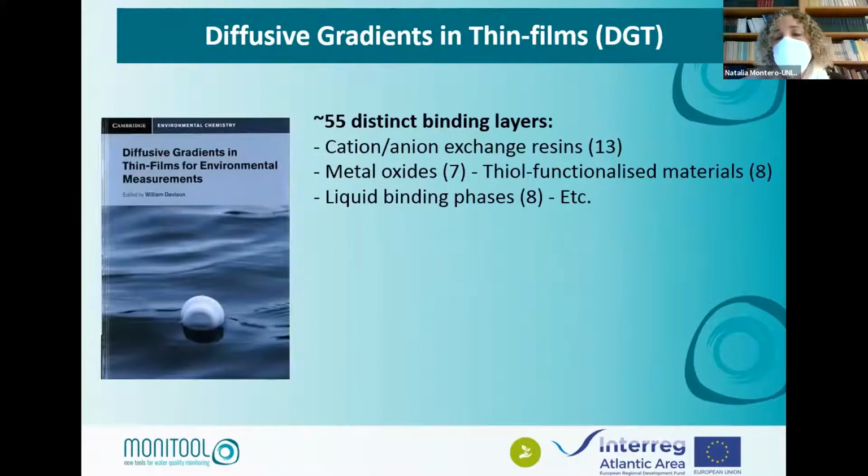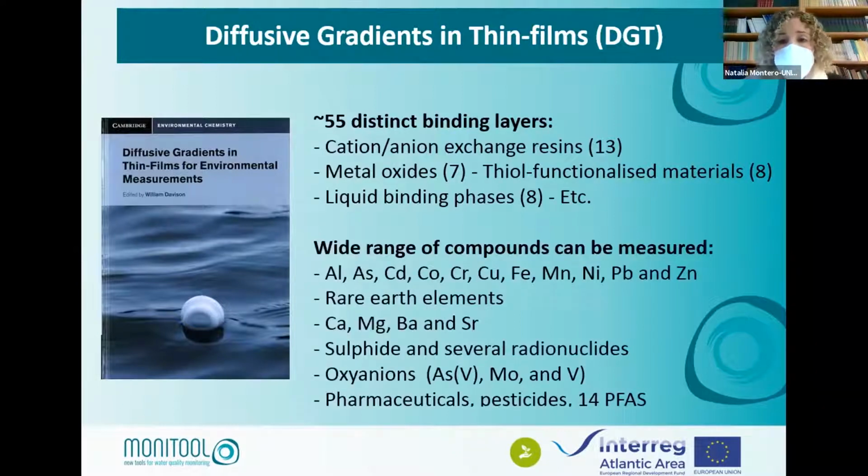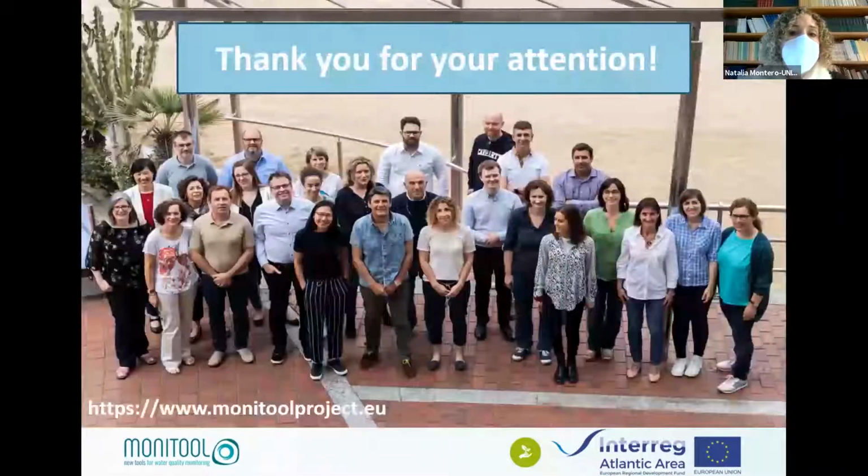So as I said, in this case, we have used the Chelex 100 type binding resin because we wanted to focus on metals. But nowadays, there are more or less 55 different binding layers that are used for measuring metals, but also rare earth elements, oxyanions, pharmaceuticals, PFAS, and so on. So I'm going to stop it here and let the rest of the colleagues go more in depth talking about the passive samplers used in the MONITOOL project. Thank you very much to everybody for your attention.